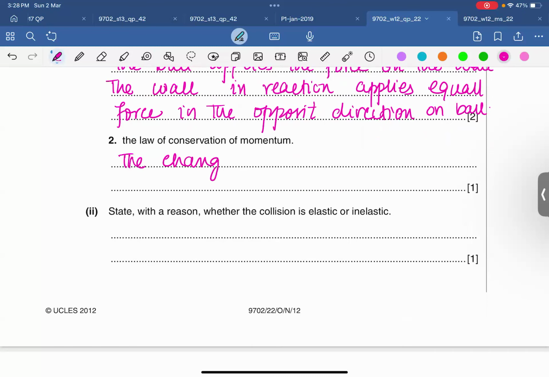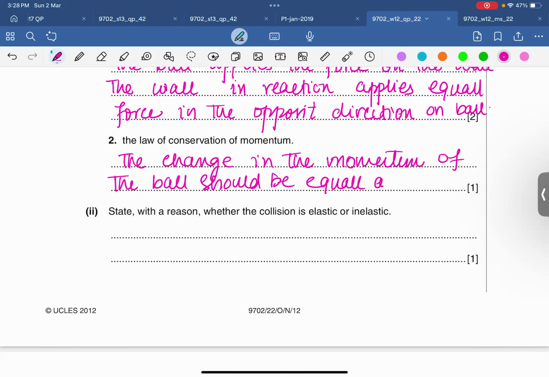So we can say that the change in the momentum of the ball should be equal and opposite to the change in momentum of the wall.